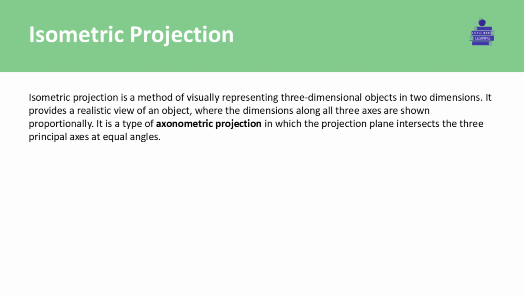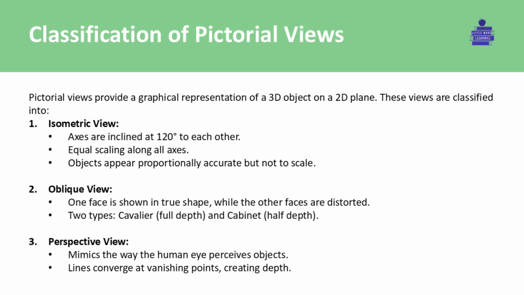It's part of a larger family called axonometric projection, where the projection plane intersects our three main axes at equal angles. This technique is particularly valuable in engineering and design because it helps us visualize complex objects clearly. Now, let's understand how we can represent 3D objects in different ways. There are three main types of pictorial views that we commonly use.